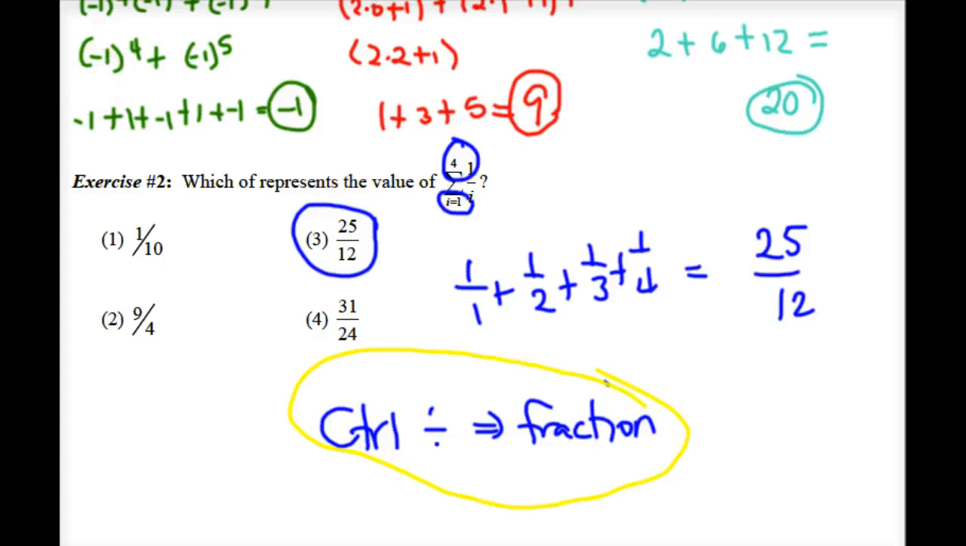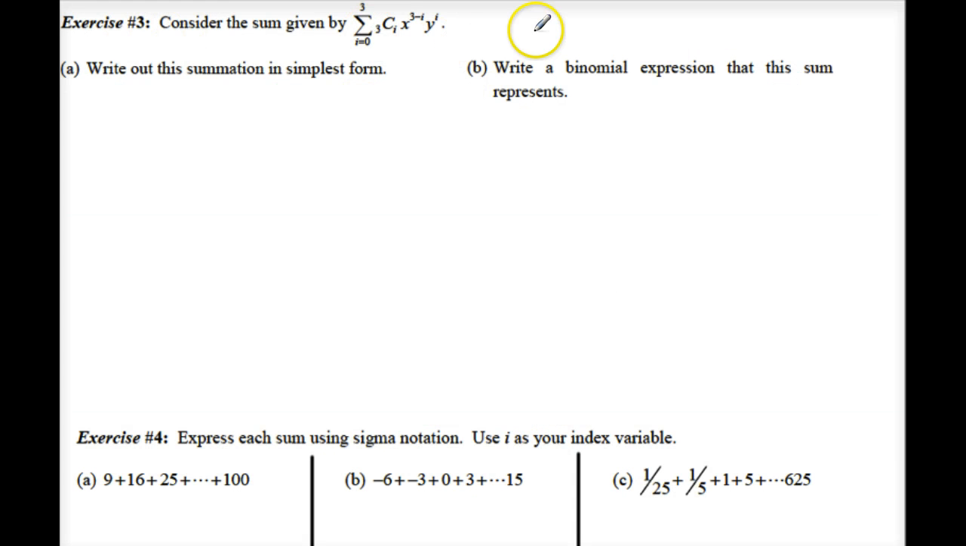Now, moving on, it says consider the summation given by this. Write this summation in simplest form. So this is a combination of what we have been doing, probability and summation. So it says the summation when i is equal to 0 to 3, and think of this as my function. So what am I going to write?